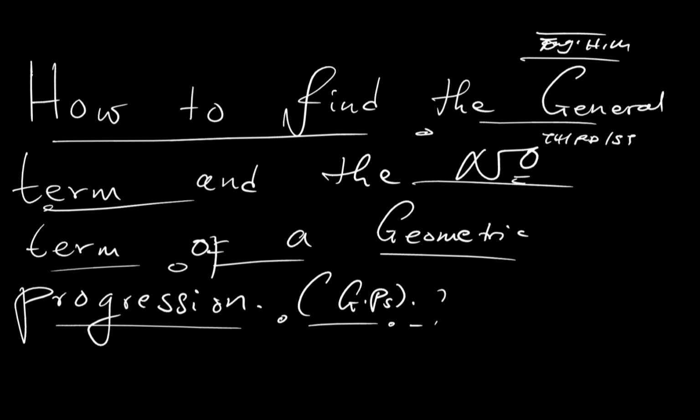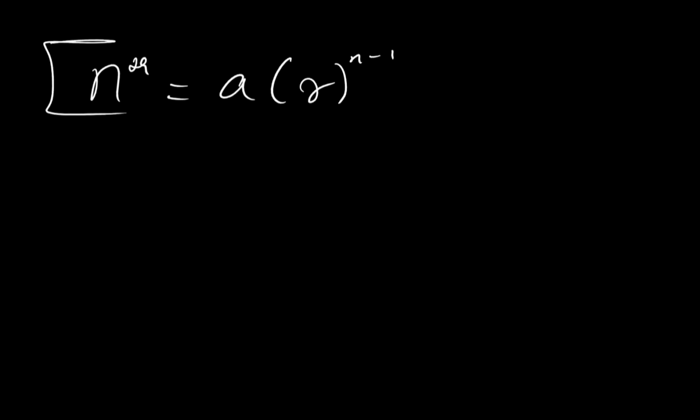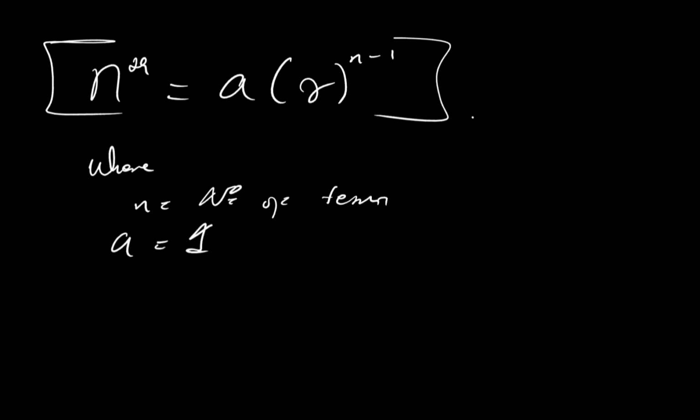Now, when it comes to a geometric progression, there are certain things you need to understand. For instance, if we've been told to find the general term, we need to understand that the general term is found by using the formula nth term equals a (r to the n minus 1). This is the formula we use for the general term or finding the number of terms rather. Here, n represents the number of terms, a represents what we call the first term, and r is called the common ratio.